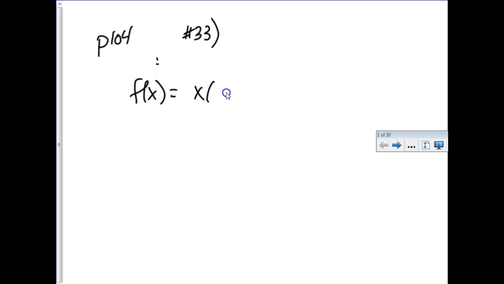All right, so today, first the class has a question on page 104, which is the 2.2 part 1 assignment. There we go. So this is page 104, and number 33 is the one they wanted me to look at. Number 33 has a factored function, f of x, written as x times x plus 4 times the quantity x minus 1 quantity squared.